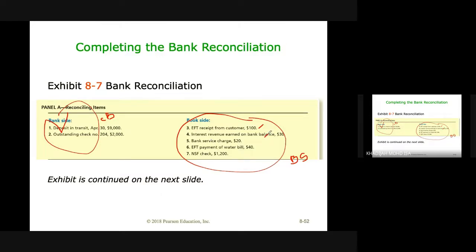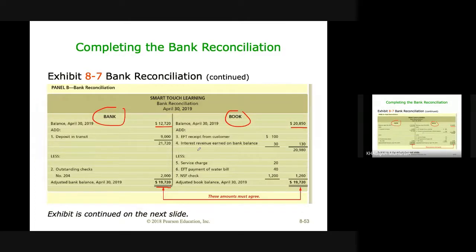Addition. Bank service charge is a deduction. And then payment of water bill of 40 is a deduction. And you also have a not sufficient check. So for the not sufficient check, initially you credited your bank or your cash book, but because of NSF, you are going to debit it again. So look at this, you add.